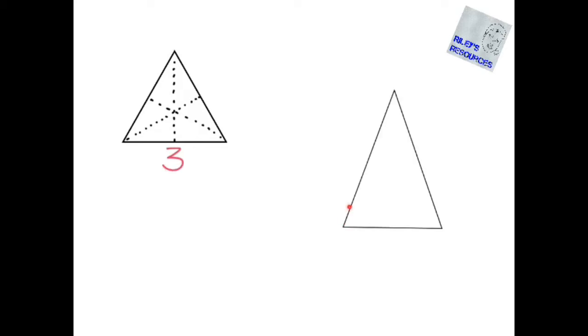Here's an isosceles triangle. It's got 2 sides of equal length and 2 identical angles. It's also got 1 line of symmetry.